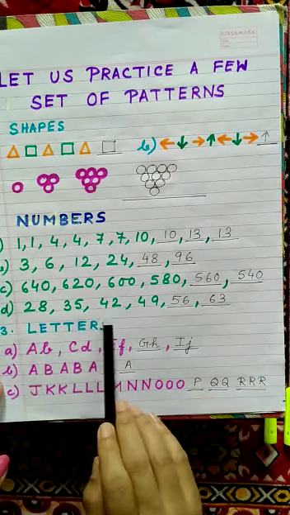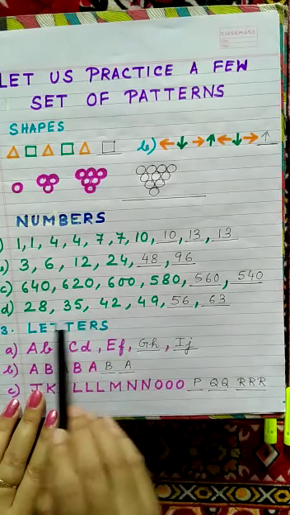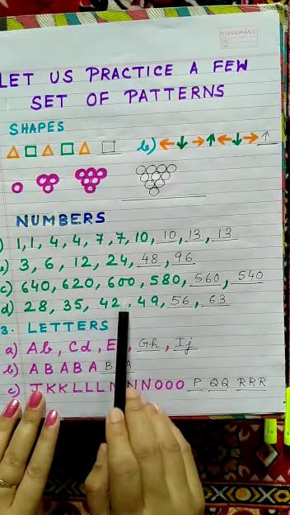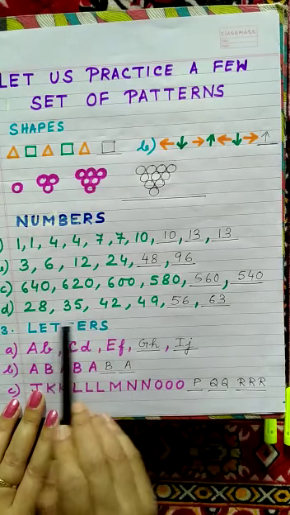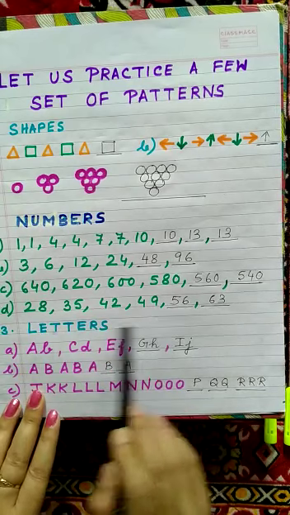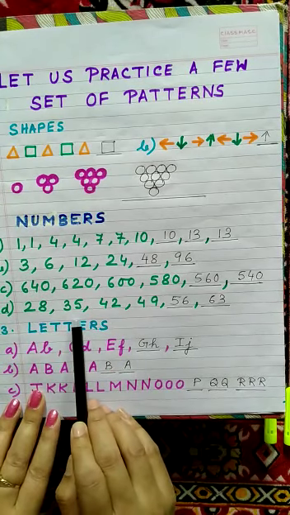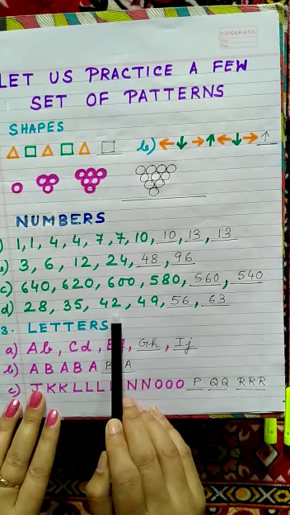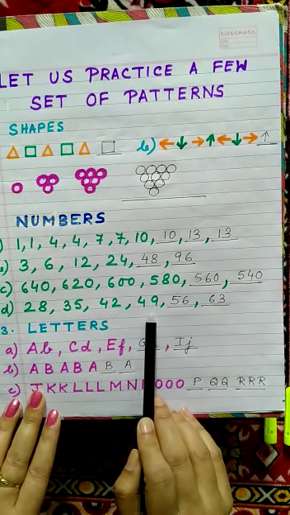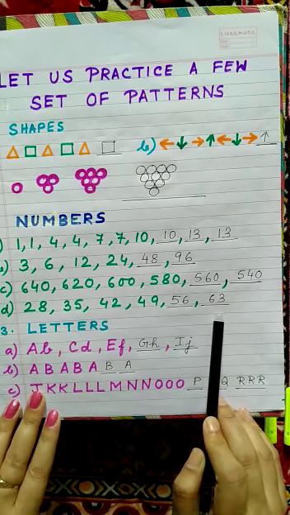The next set of pattern that we have here is actually addition of 7 to each number. But if you see it the other way, you will find the table of 7 here. 7 4s are 28, 7 5s are 35, 7 6s are 42, 7 7s are 49, 7 8s are 56, 7 9s are 63.